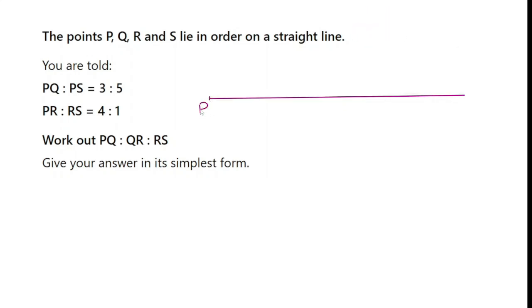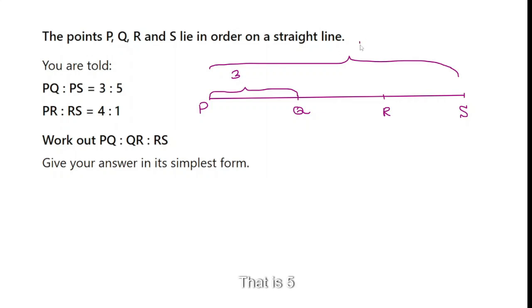Points P, Q, R, and S lie in order on a straight line. You are told that PQ to PS is 3:5. So that is 3 parts, and that is 5 parts. Now, it makes sense to actually get this as a fraction of the whole length.